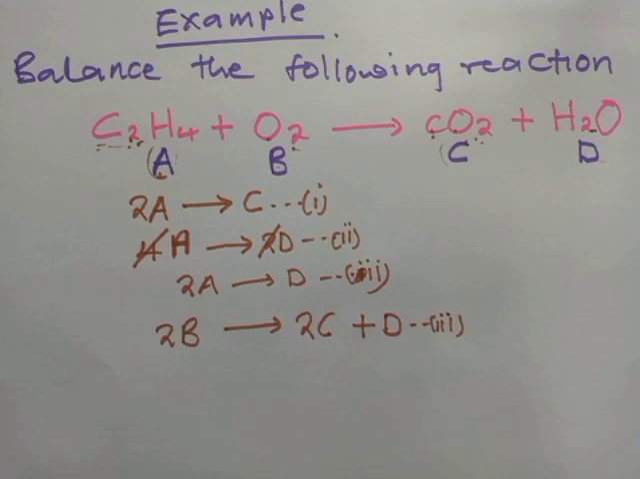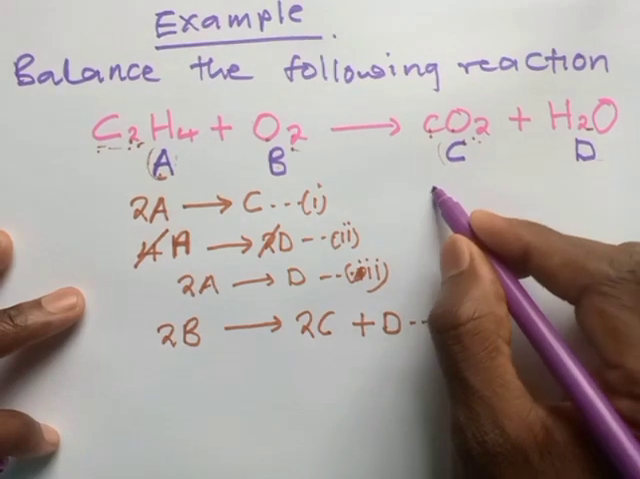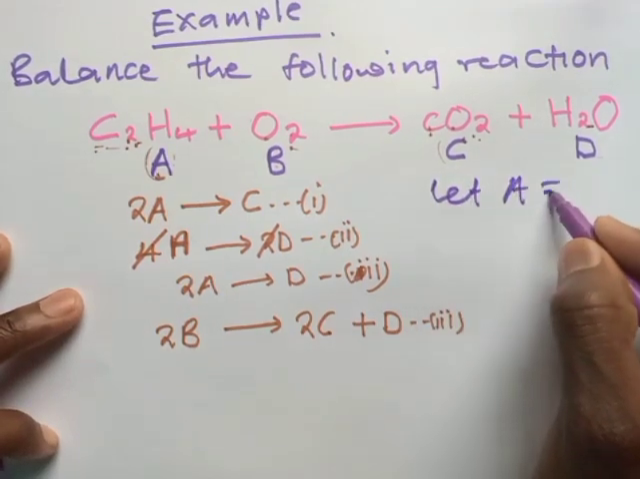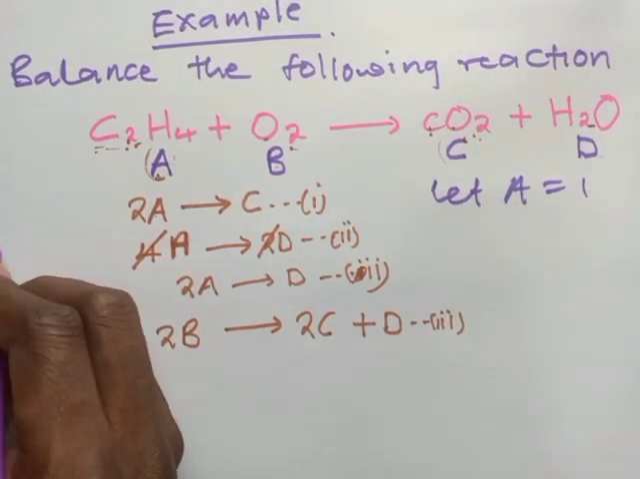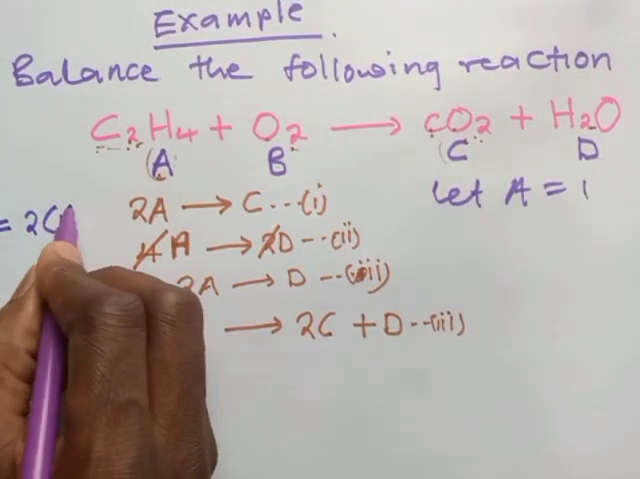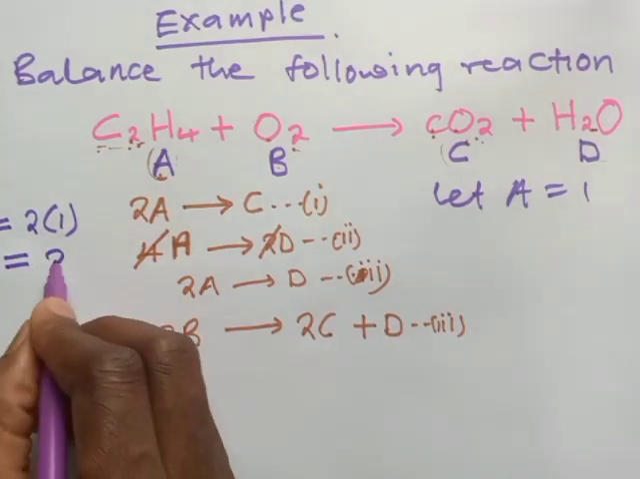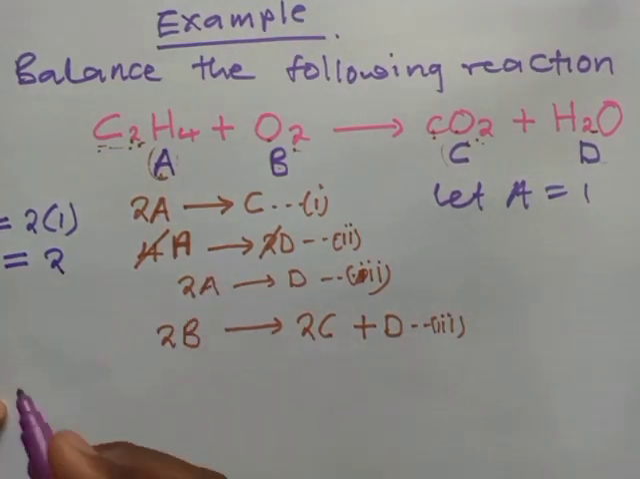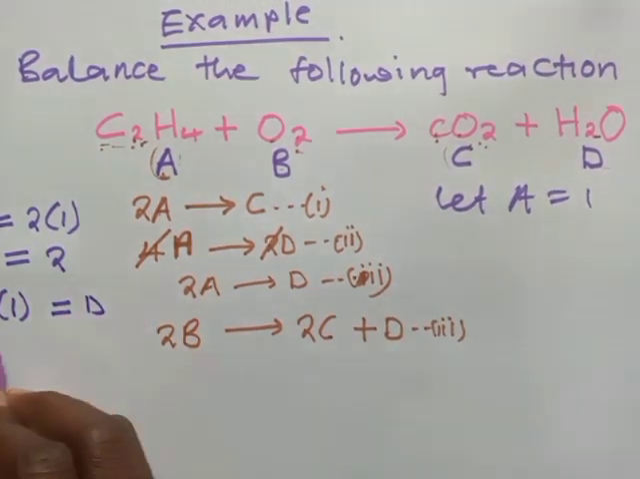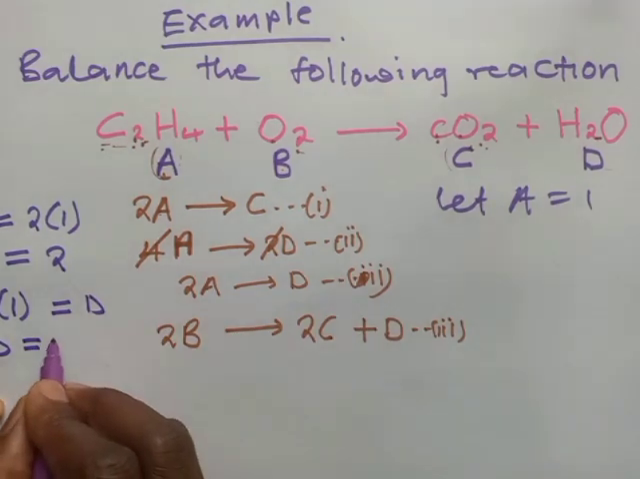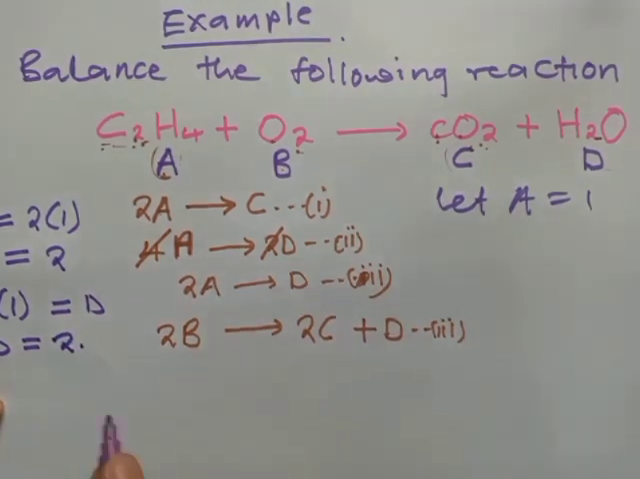So always, whenever you come here, for you to find the values of the others, you say let A be equal to what? 1. Always, you have to say let A be equal to 1. Meaning that if you put 1 here, we are going to have C equal to 2 multiplied by 1. The value of C has to be equal to 2. You come on D, you say 2 multiplied by 1 again, it has to be equal to D, meaning that even the value of D has to be equal to 2.